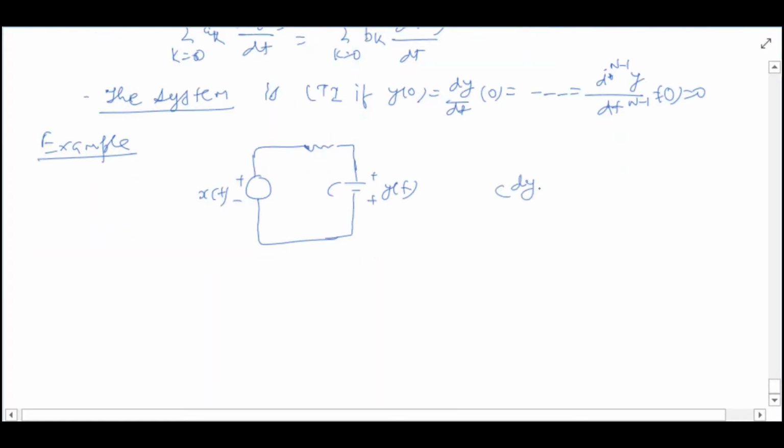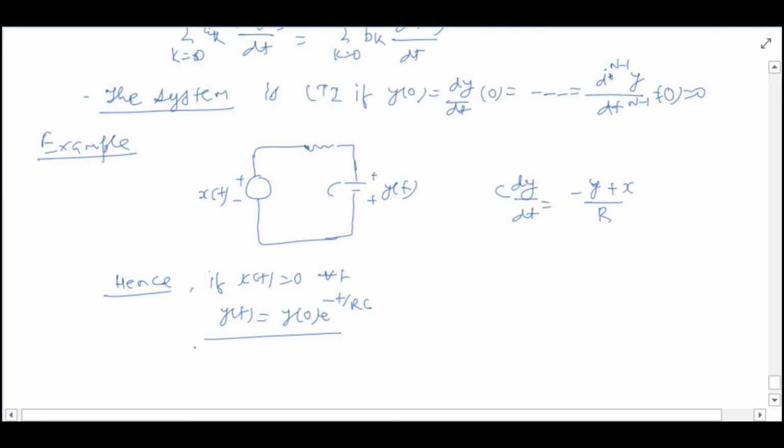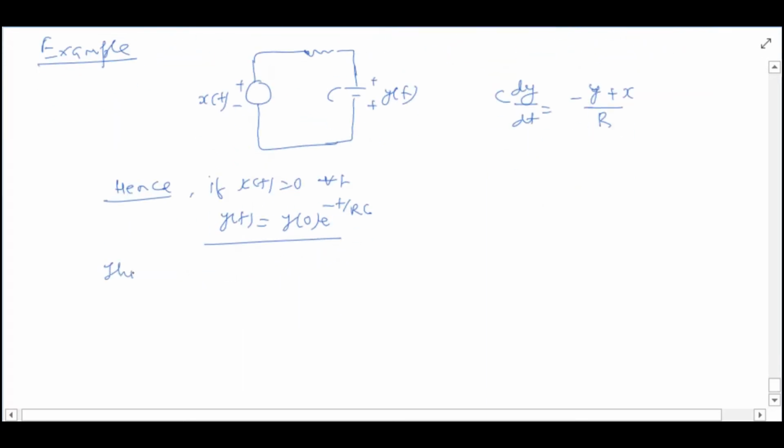Notice that here input and output are related by RC dy/dt = -y + x, divided by R. It can be checked that if x(t) is 0 identically, y(t) can be written as y0 e^(-t/RC), right? The system is linear time invariant only if y0 is 0.